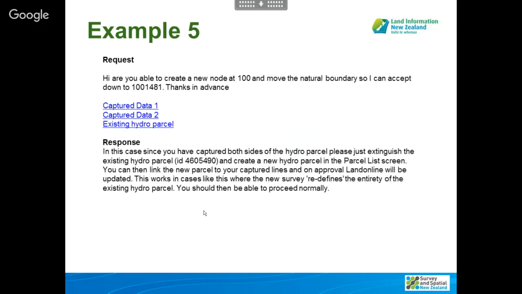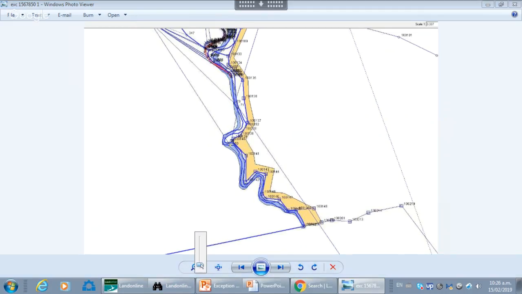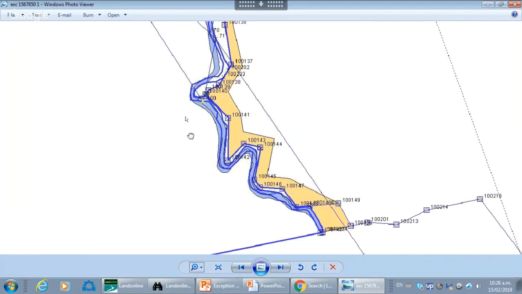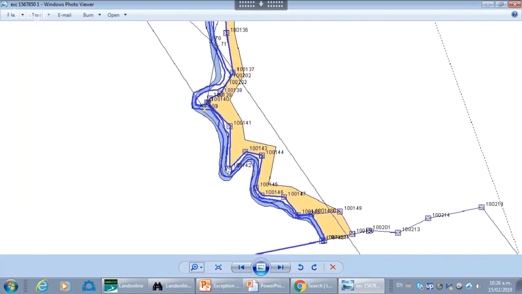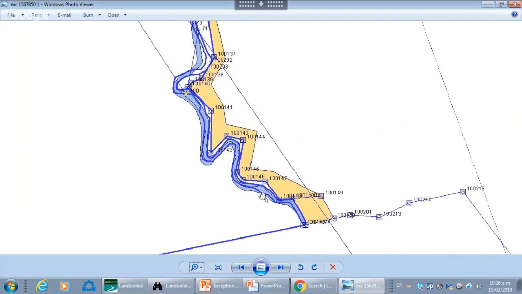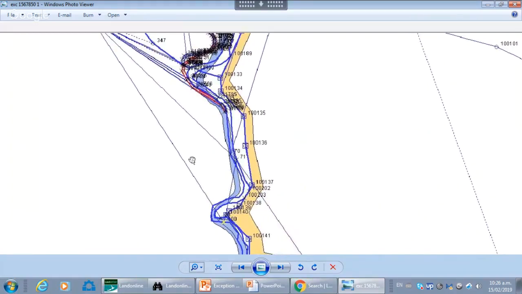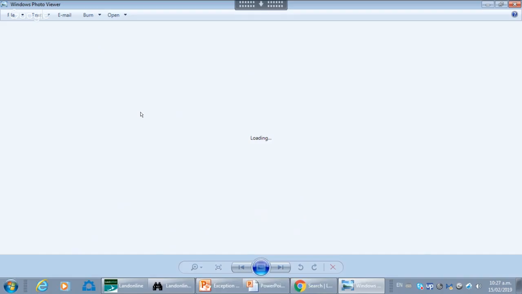This is an interesting one that came in a wee while ago as well. And if I just bring up this screenshot, it appears to be quite a complex one. What the survey had asked was for a node to be created under this unmarked position here on this boundary, so as to respect the topology. But on investigation, we noticed that in Landonline, the definition of the hydro wasn't that flash, and as it came up through the top of the data set, it didn't really match at all.